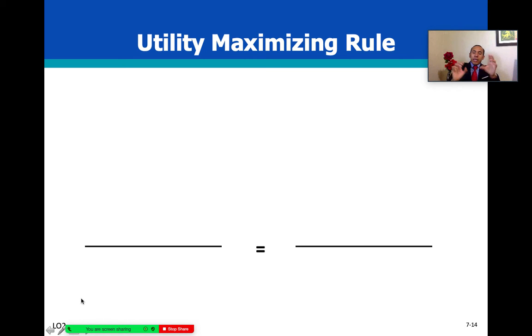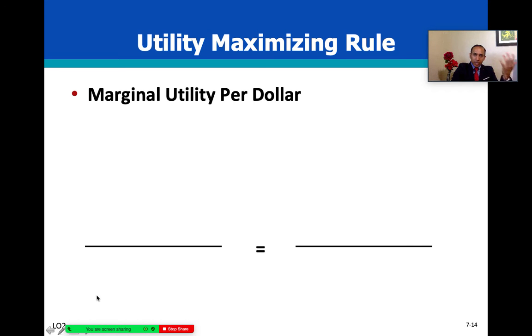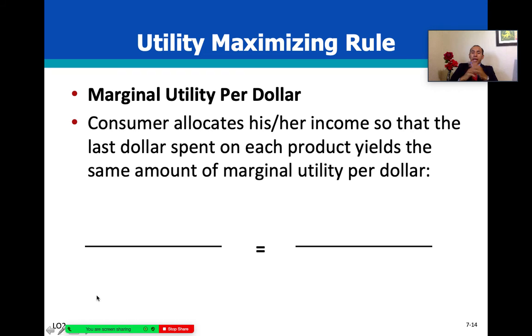Now, in some situations, we want to use the marginal utility per dollar maximizing rule. The marginal utility per dollar maximizing rule indicates that any consumer can allocate his or her income so that the last dollar spent on that particular good yields the same amount of marginal utility per dollar as the other good. So if you really want to consider how much satisfaction you're getting per dollar spent, we're going to take the following formula.